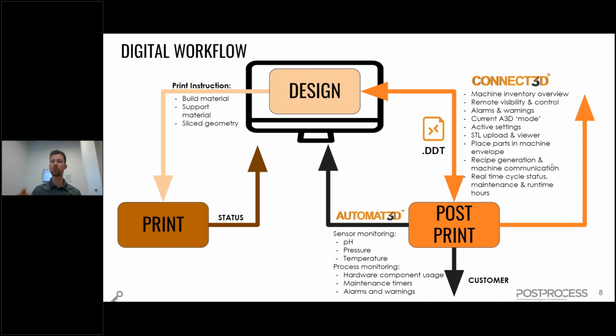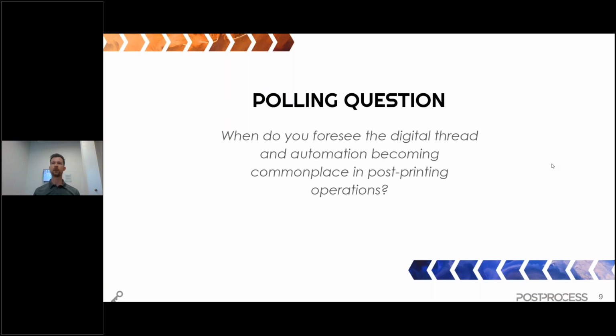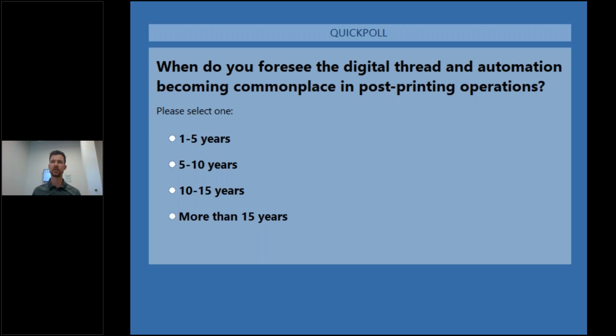So before we get into that, we have one more polling question for you. And the question here is, when do you foresee the digital thread and automation becoming commonplace in post-printing operations? So for many people, they've probably been yearning for this for a while, those that were early adopters. And then some other people, this may seem very far out. This may seem like a very far reach to start thinking in this manner. So we're interested in understanding, when do you foresee automation becoming the norm, especially on the post-printing side?